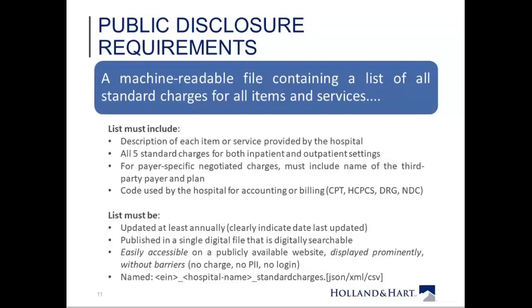And then finally, the list must include the code that's used by the hospital for accounting or billing. So CPT codes, HCPCS codes, DRG, NDC, whatever the hospital is using and relying on must be provided in that list. The list must also be updated annually. You also have to include the date that the list was last updated, so you can either include it as part of the list or affiliated with the file type somehow. Whether it's when you click on the link, it can say last updated on such and such date, but it needs to indicate how recent, how up to date that list is.